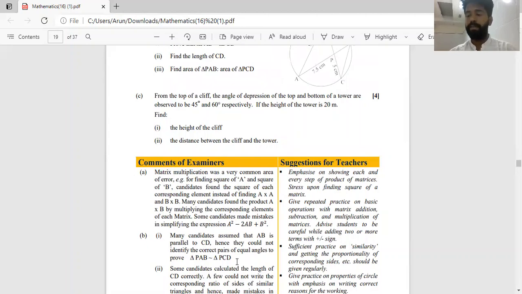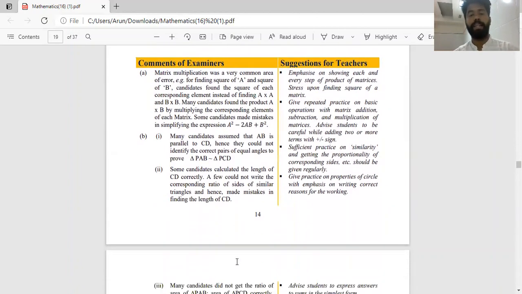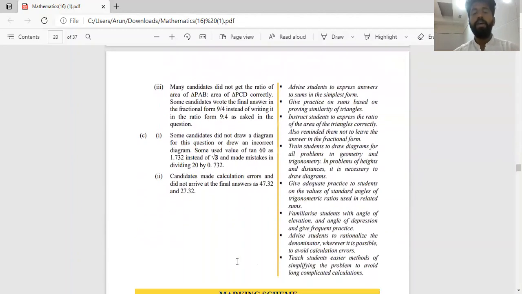From the top of a cliff, the angle of depression of the top and bottom of a tower are observed to be 45 and 60 degrees respectively. The height is given, and you have to calculate the height of the cliff. So, a few common errors in this.